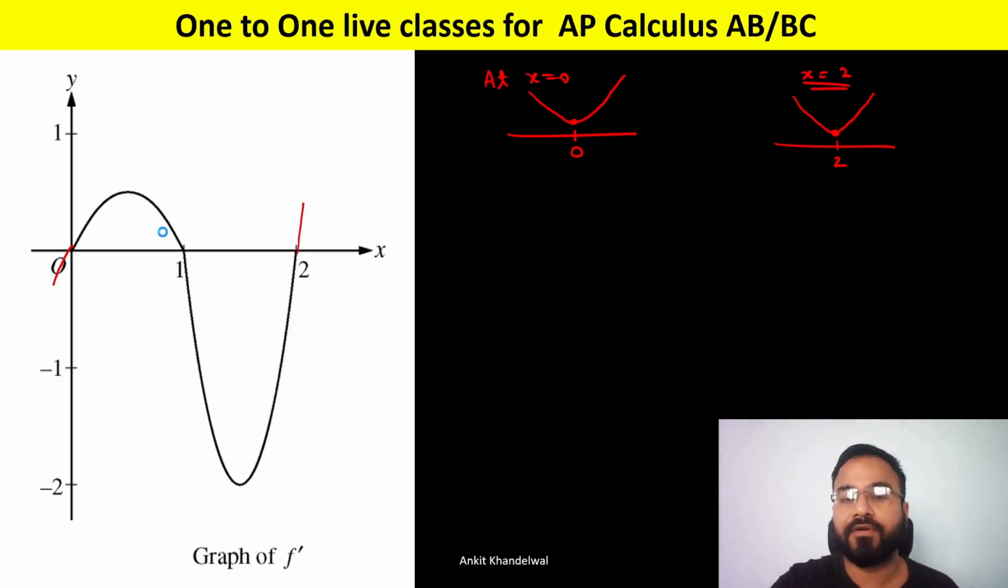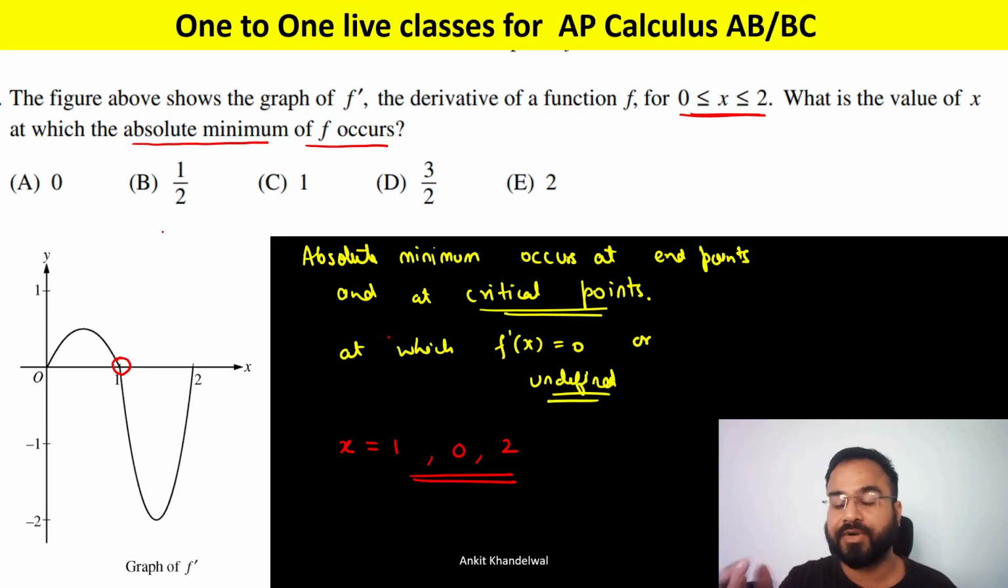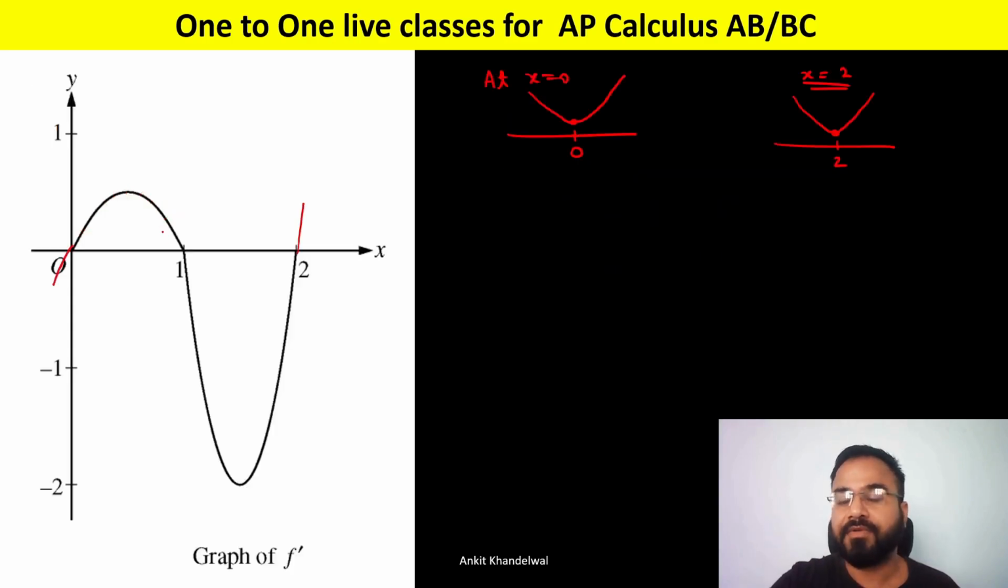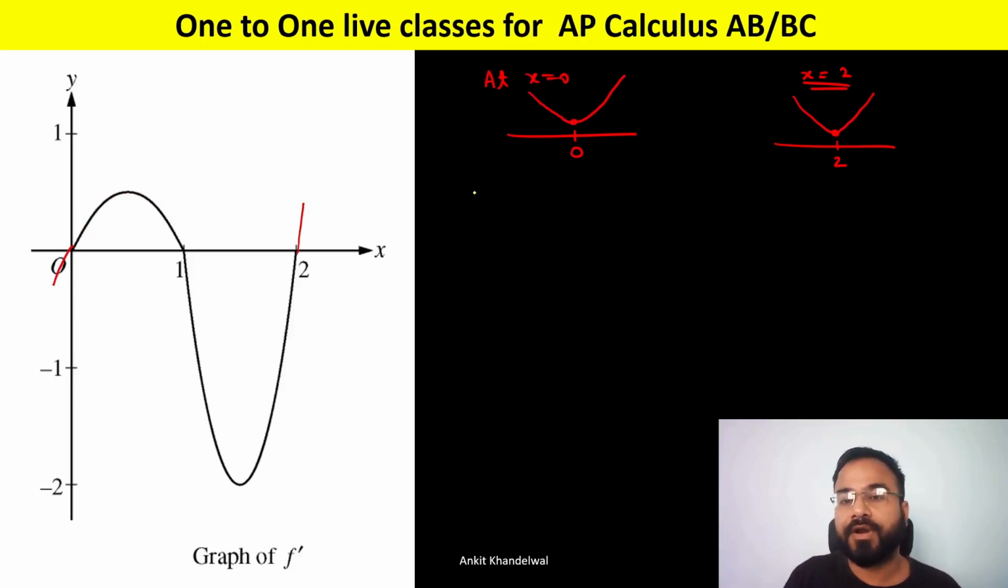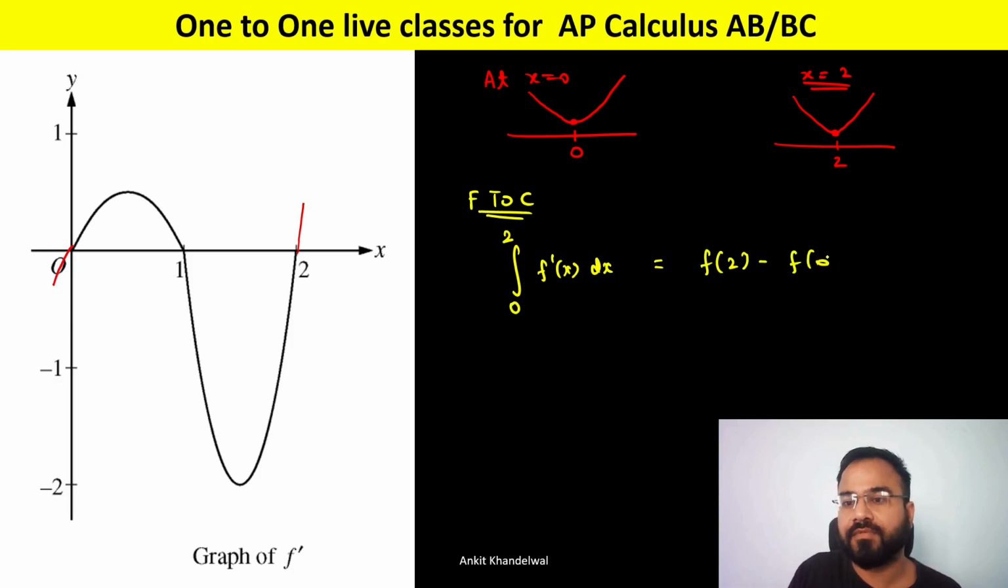Out of these two, which one is the lowest one? How to figure out that thing? We will be taking the help of the fundamental theorem of calculus. According to the fundamental theorem of calculus, if we do the integration of f dash x from 0 to 2, this is equal to f of 2 minus f of 0. Now what does this left hand side indicate? It indicates the area under the curve from 0 to 2 under this f dash x.